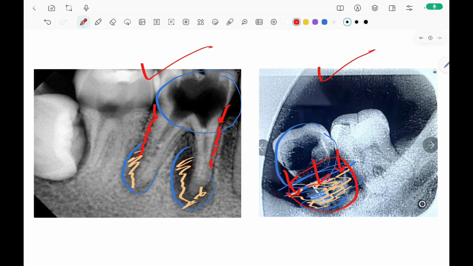So from next time, when your LA, your infiltration or block is acting well and still the patient complains of pain, you don't have to try to convince the patient it's only pressure, it's only pressure, it's only pressure. You don't have to give that rhyme to the patient. You just do this one method, give an intraligamentary injection on all four sides of the tooth, and proceed with the extraction, and your patient will definitely thank you.